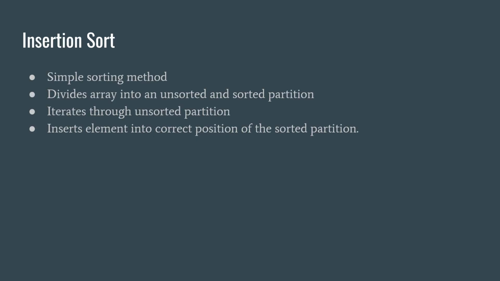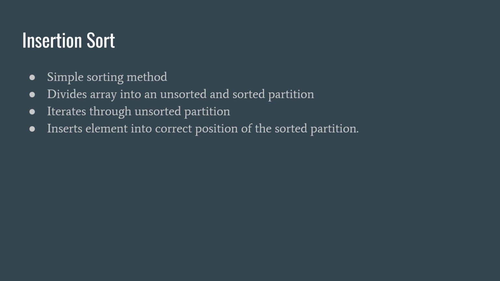Our second sorting algorithm will be the insertion sort. It is one of the most simple methods to sort through a list. It divides the array into a sorted partition and an unsorted partition, iterating through the unsorted partition and inserting elements into the correct position of the sorted partition.